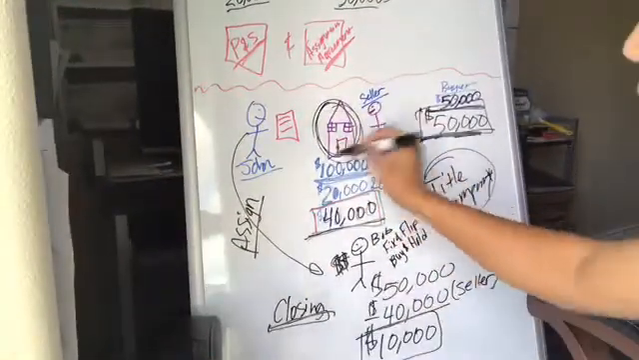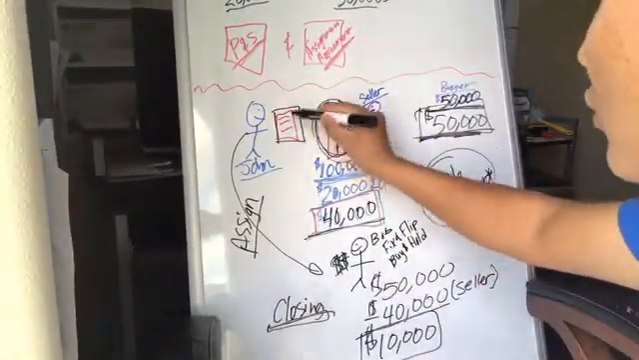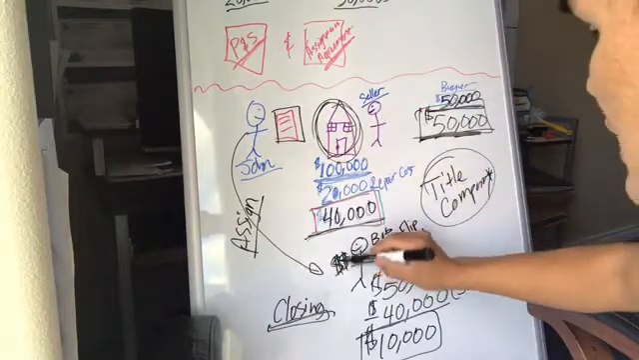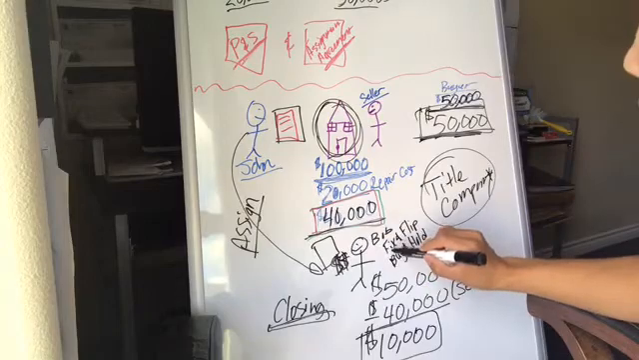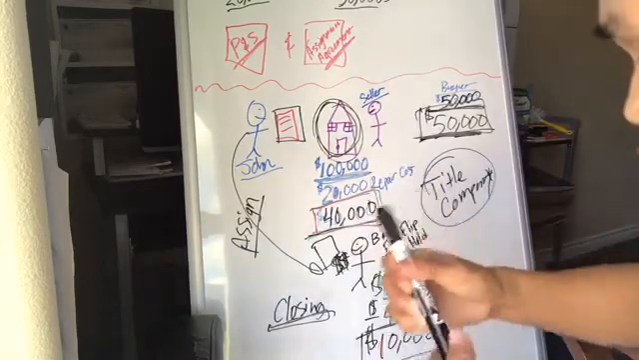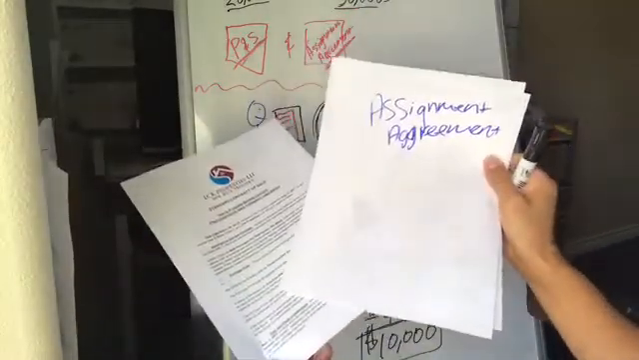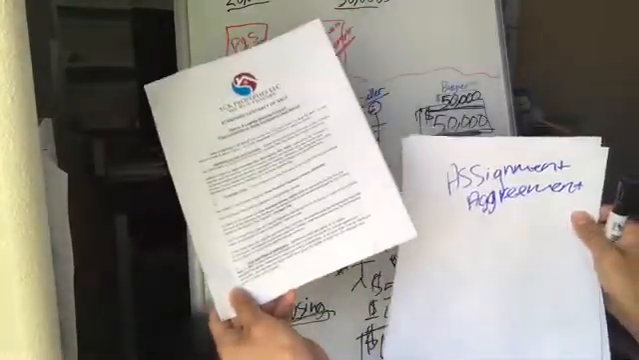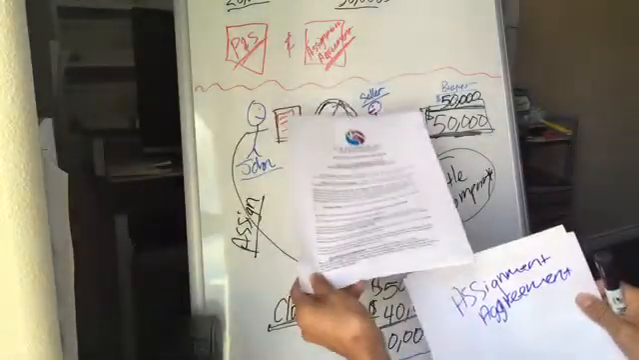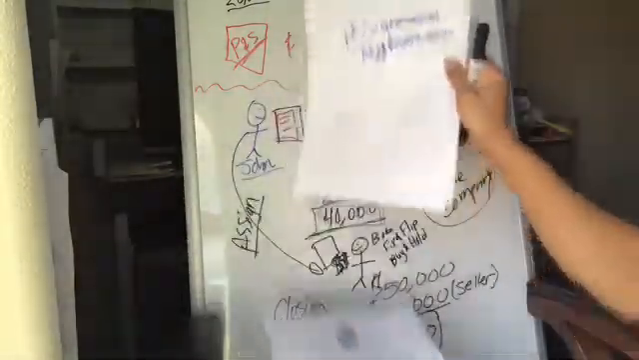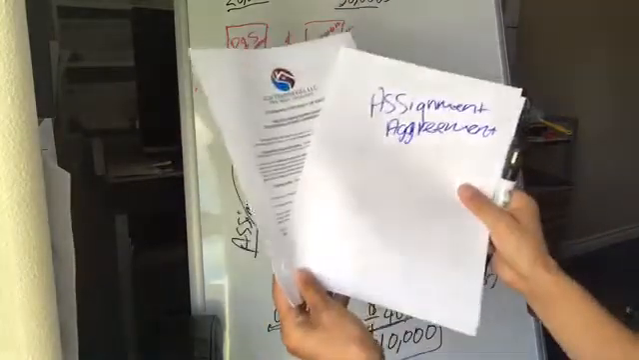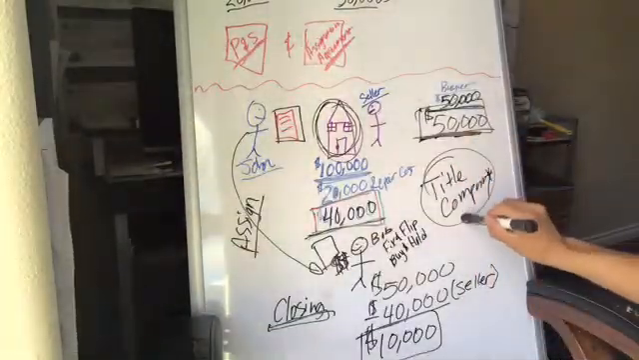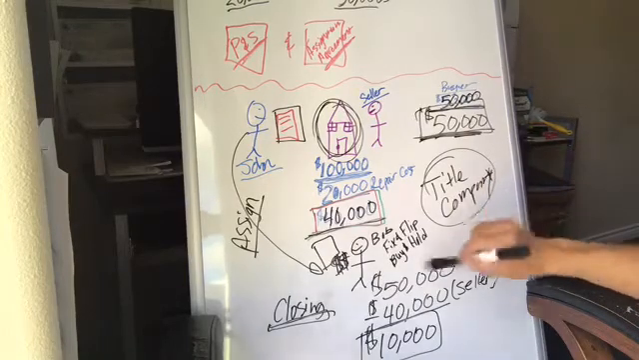You don't have to bring any money to the table once you have this contract signed between you and the seller, and you have the assignment agreement signed between you and another buyer. Remember, these are different. The purchase and sale is a different contract between you and the seller, and the assignment agreement is between you and the buyer. You take these two contracts to your title company, and they will do all the paperwork.